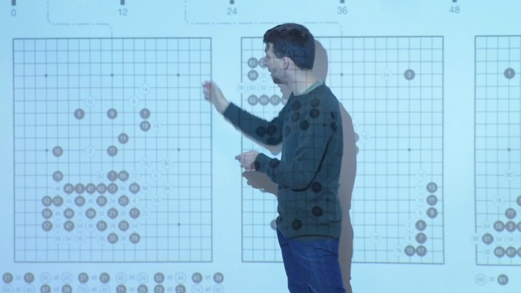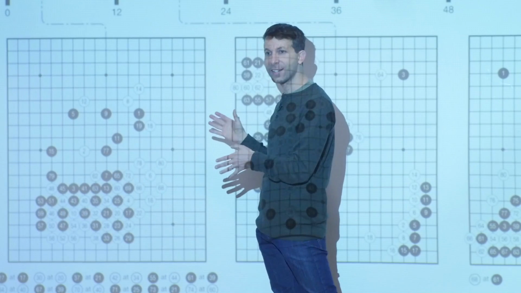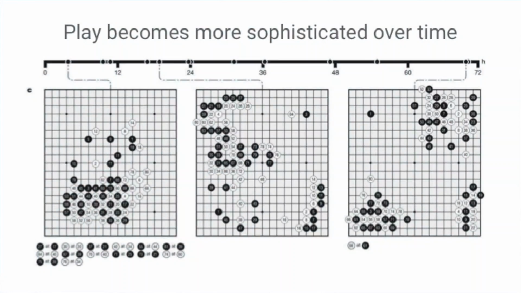After just a few hours, it starts to behave the way human beginners do, chasing after stones and trying to capture them greedily. But after just a few more hours, it starts to play like a strong human player and understand all of the concepts of Go. And after around 72 hours, it was superhuman.